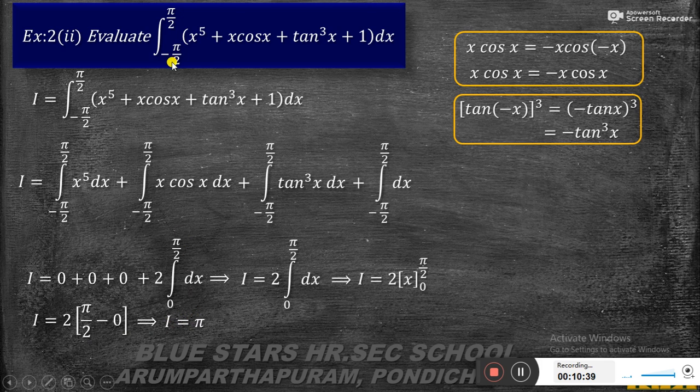This is the answer for our integral. The given integral, the integral from minus pi by 2 to plus pi by 2 of x power 5 plus x cos x plus tan cube x plus 1 dx, equals pi. This is the answer.